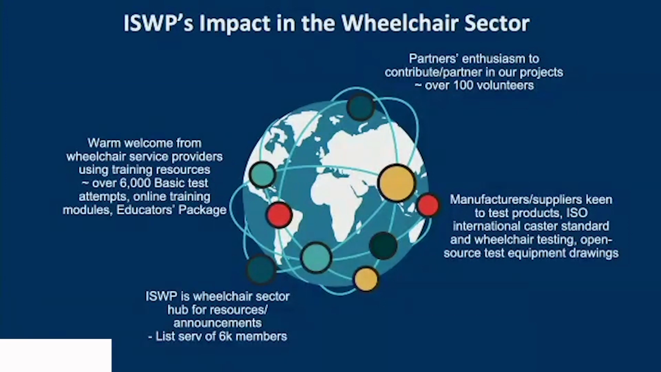So in summary, we're really pleased that ISWP has been making and continues to make a big impact in the wheelchair sector globally. We have an enthusiastic group of over 100 volunteers that partner on these initiatives. We have wheelchair manufacturers and suppliers who engage in really interesting discussions about the appropriate products and product standards to test wheelchairs. And a lot of great work is coming out of that and continues to come out of those calls.